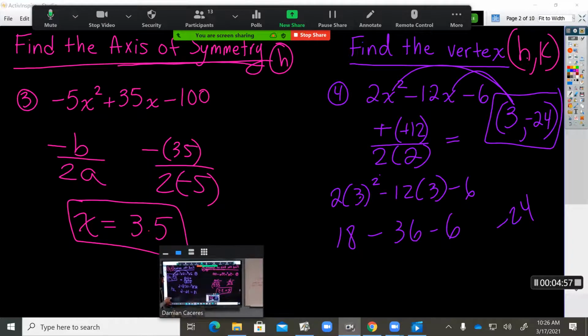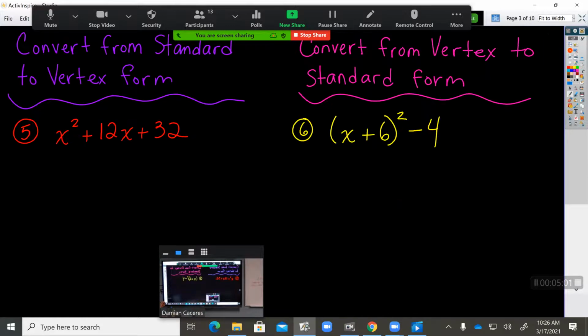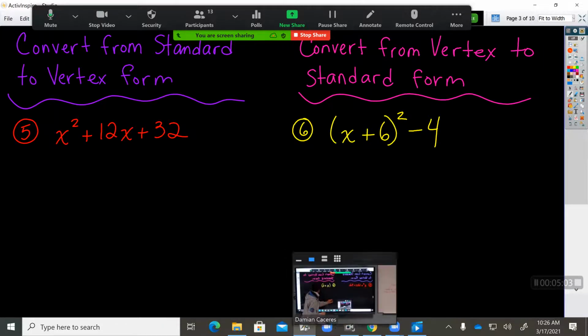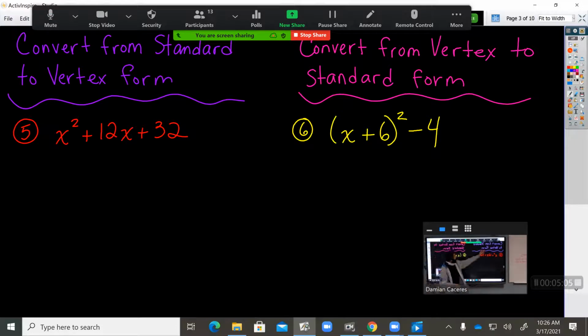Let's move on to the next page. All right, on the next page, we're going to practice converting from standard to vertex form, and then we're going to do from vertex to standard form. There should be a couple of questions on there just like this, so if you practice here, you can look back at this while you're taking the test and help you.